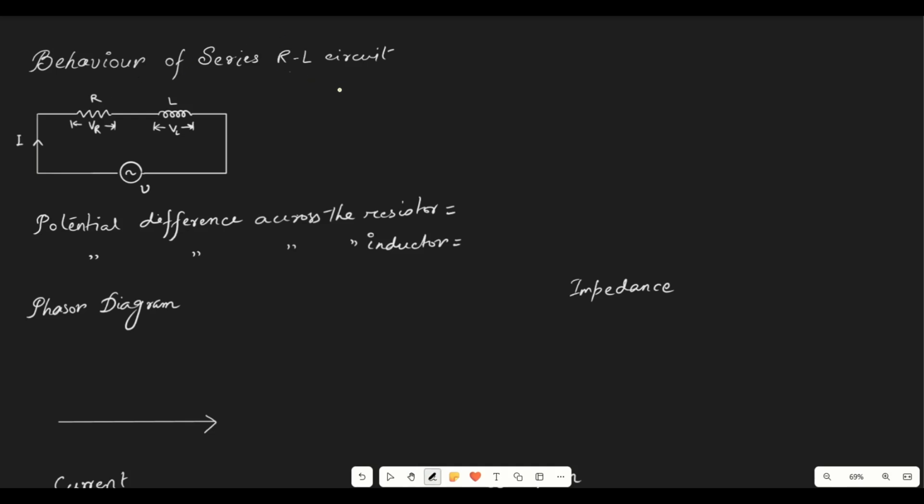As you can see in the figure, a pure resistor R is connected with a pure inductor L across an alternating voltage V. Let V and I be the RMS values of the applied voltage and the current. Then the potential difference across the resistor will be VR equals R into I, and the potential difference across the inductor will be VL equals XL into I, right?